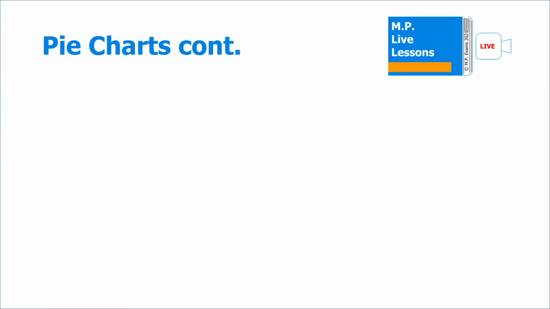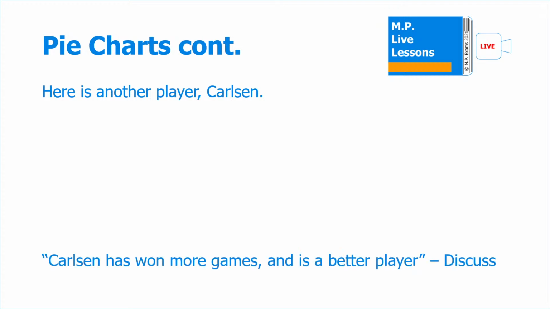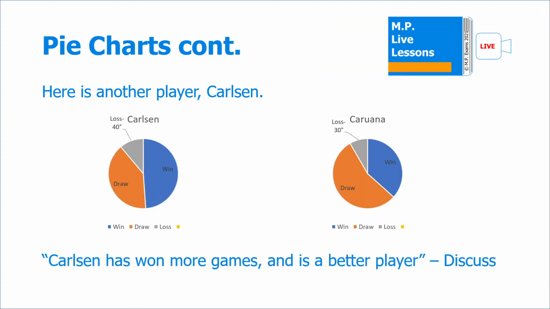Now, here's another player called Carlsen, and he's compared to another guy called Caruana. This is the pie chart we examined on the previous slide. Carlsen has won more games and is a better player. So discuss this. Now, the thing is, we aren't given any more information on how many games, so we can't actually tell.